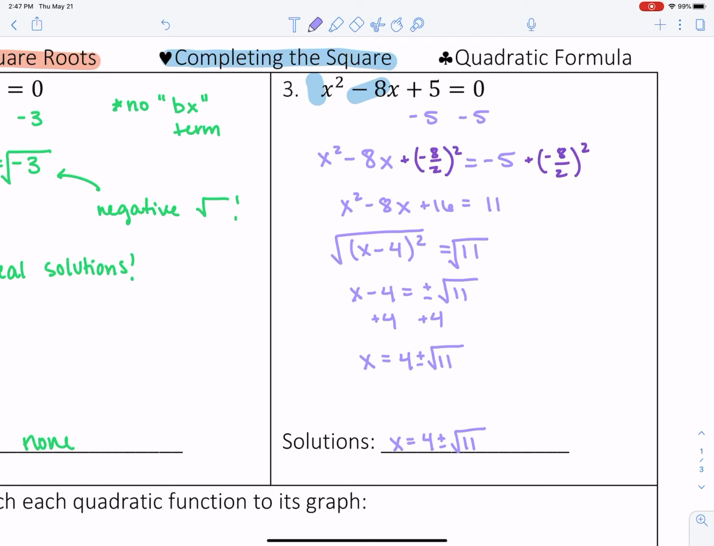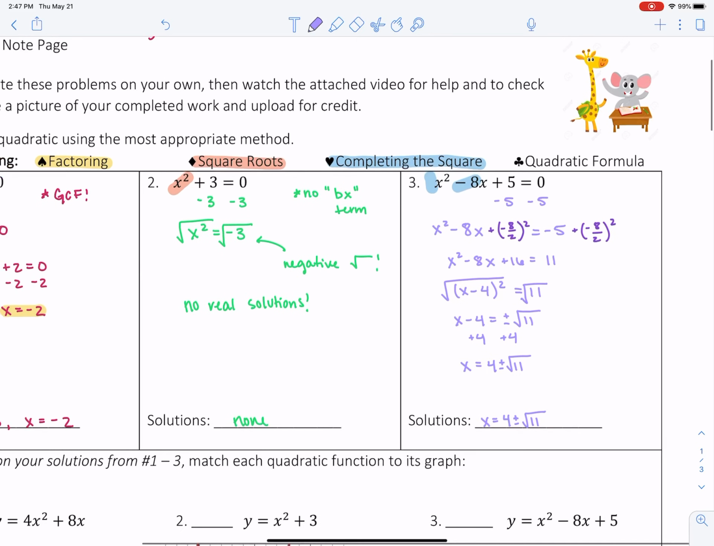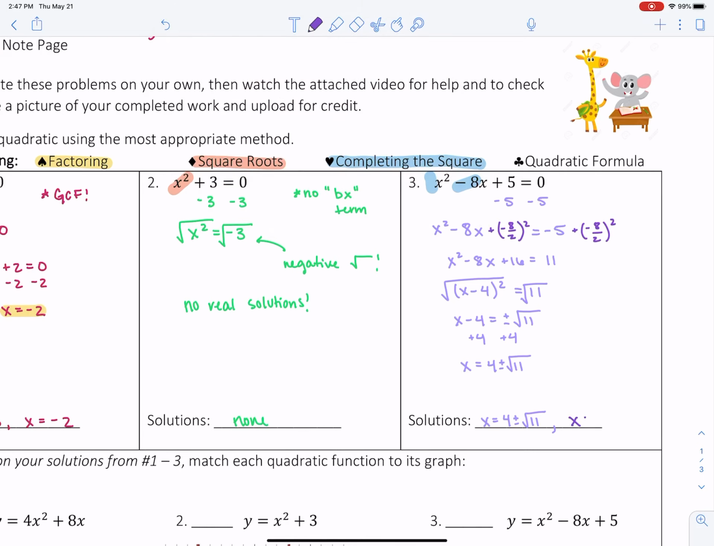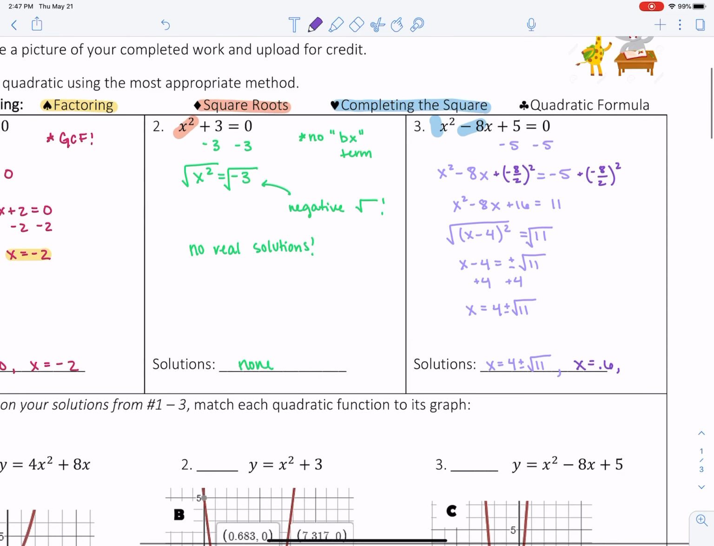But we also kind of want to think about what those numbers mean. And if you wanted to use a calculator, switch over to the dark purple, you would have said it's about 0.6, and I think it's also around 7.3 for that guy. So just some decimal approximations.